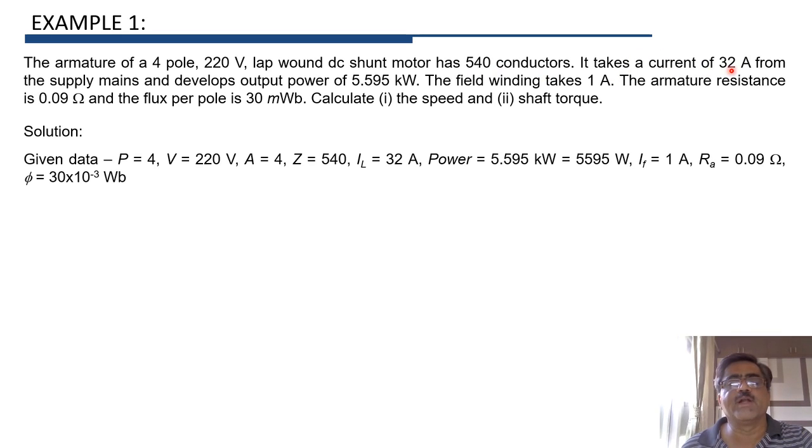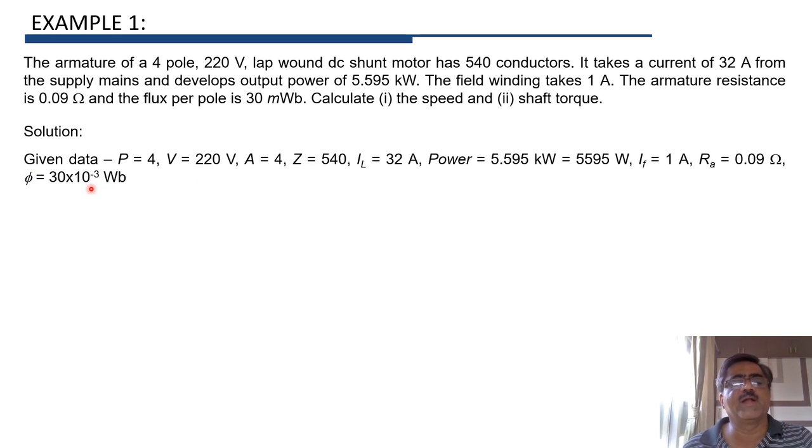It takes a current of 32 ampere means load current IL is equal to 32 amperes, and it develops output power of 5.595 kilowatt, that is 5.595 × 10^3, or 5595 watt. The field winding takes 1 ampere, means current through field winding If is equal to 1 ampere. The armature resistance is 0.09 ohm, means Ra is equal to 0.09, and flux per pole is 30 milliweber. So φ is equal to 30 × 10^-3 Weber.